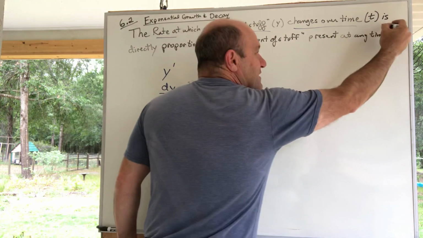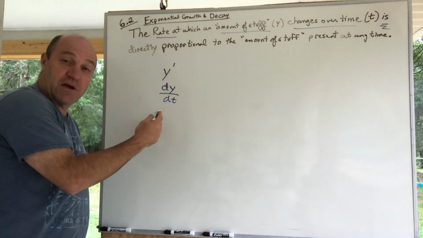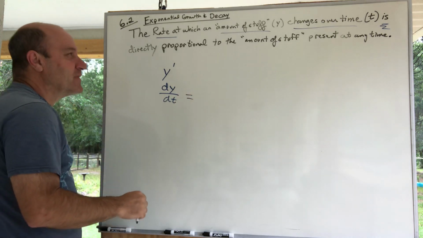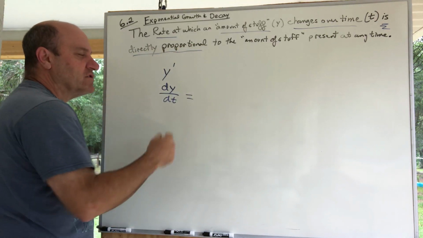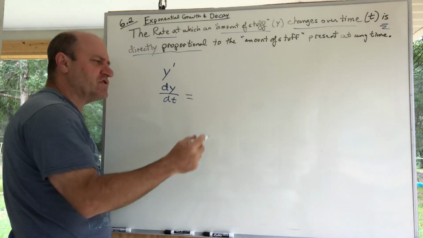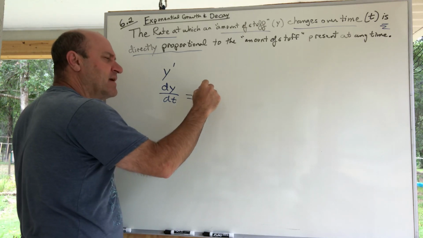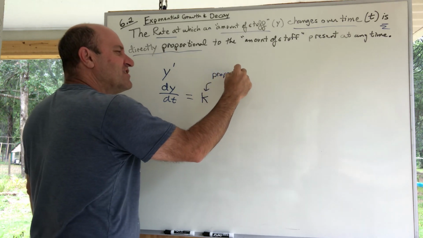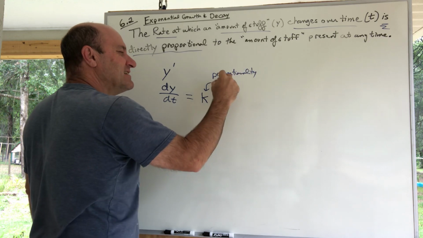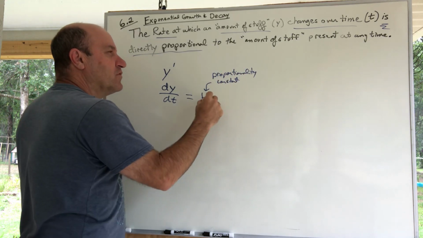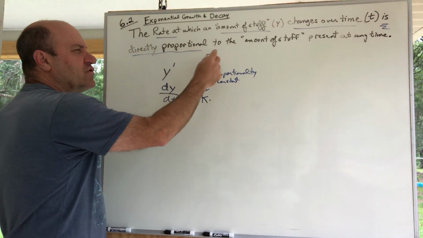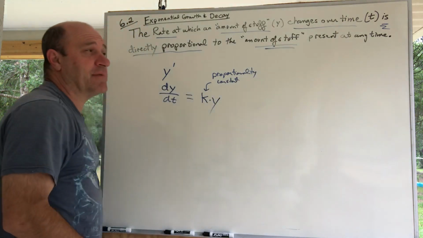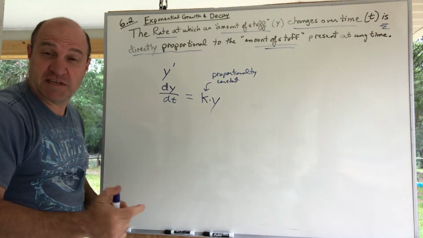Here comes a word, is. The rate at which the amount of stuff changes over time is, that's easy, directly proportional to. So then you introduce a proportionality constant, k. I'll write that here. Proportionality constant, k, multiplied by, what is it? Directly proportional to the amount of stuff. The amount of stuff is y, present at any time. That's just y as a function of t.